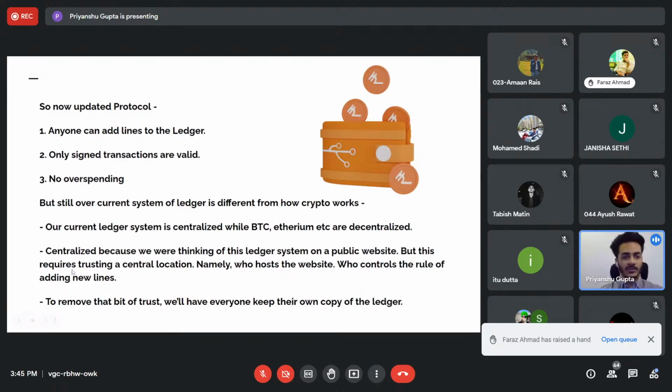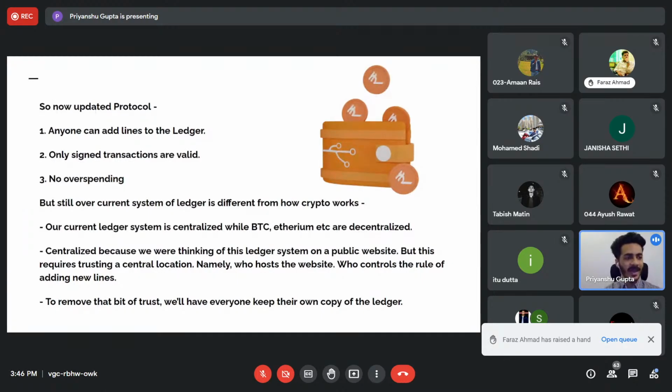All right. So basically, this is our updated protocol. Okay. Anyone can add lines to the ledger. Only signed transactions are valid and no overspending. Okay. But still, our system is centralized, right? Because the person who has hosted that website will have the power. He can anytime close that website. And also, if he wants to, he can update the code there and add more transactions to that website. So he has the control still.